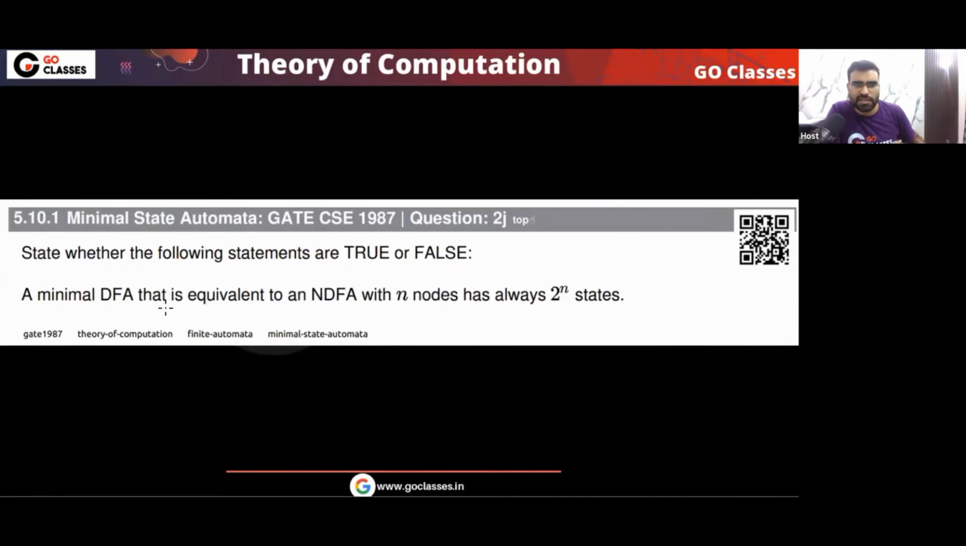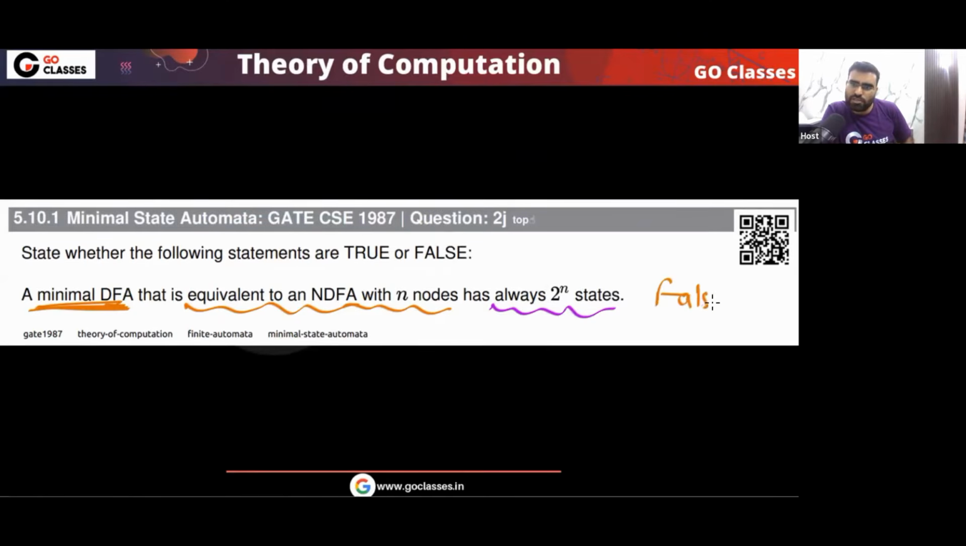This is 1987 question. State whether the following statement is true or false. A minimal DFA that is equivalent to NFA with n states has always 2 power n states. Is this statement true or false? A minimal DFA that is equivalent to NFA with n nodes has always 2 power n states. This statement is actually false.